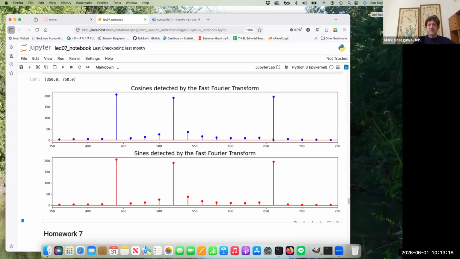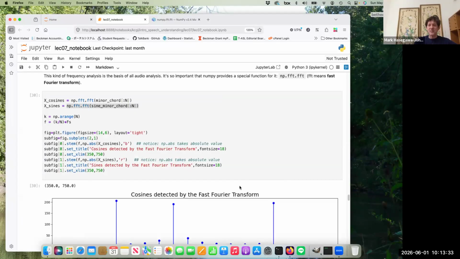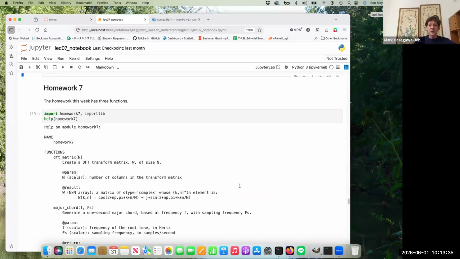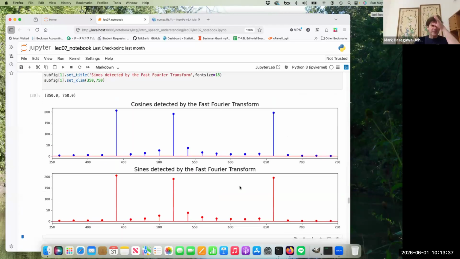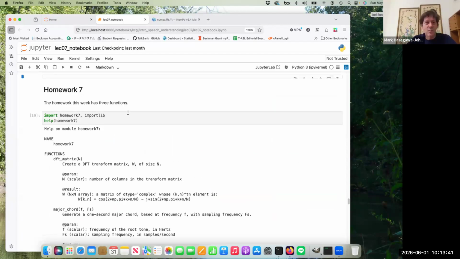And so in this way, the purpose of the Fourier transform is to analyze chords. Right? You play a chord on your piano and you want to know what pure tones were in that chord. Well, you can just take numpy FFT FFT, and that will tell you what pure tones were part of the chord that you just played. All right, that's all for the lecture. Let's look at the homework.